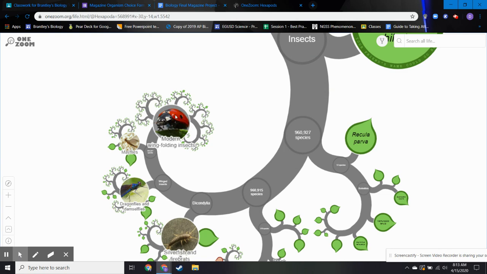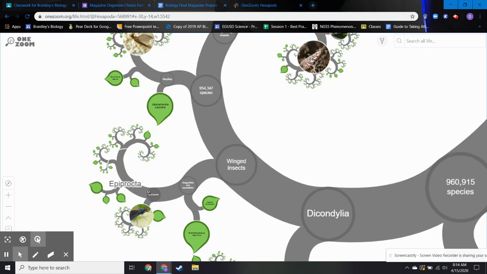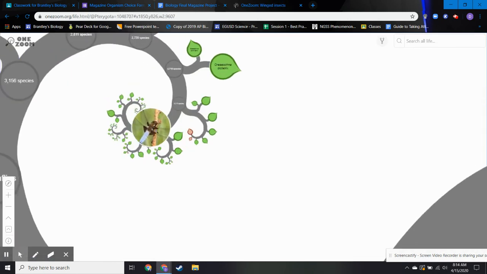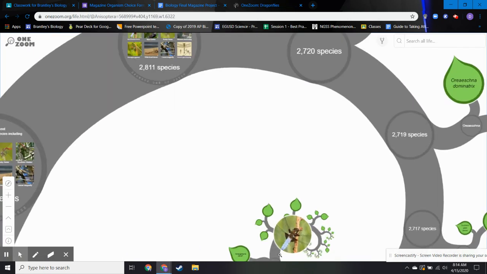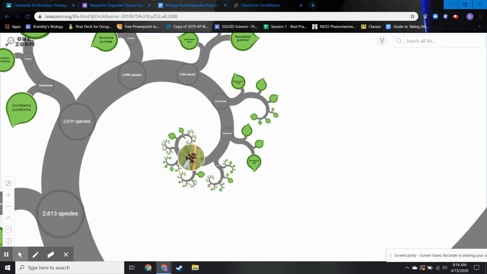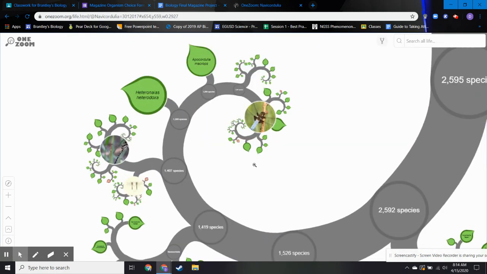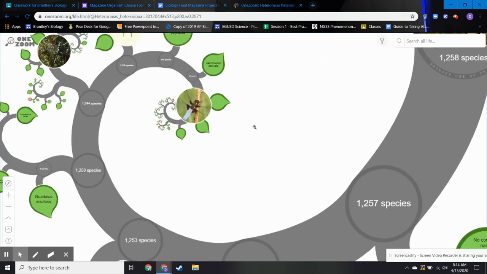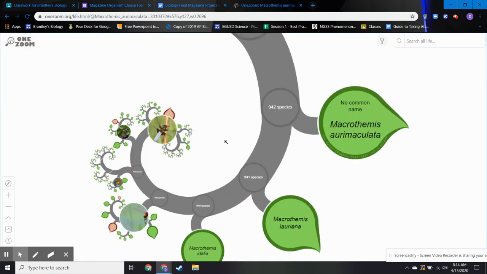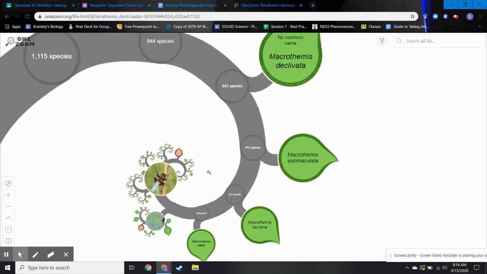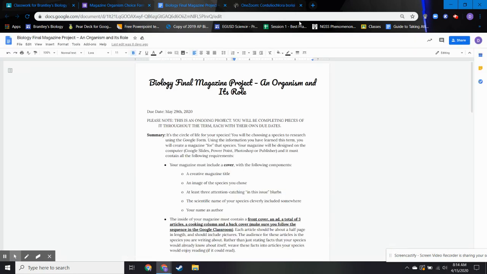Like, do I like wing folding insects, the insects that can fold their wings, or do I like something like dragonflies? So I could follow the dragonfly and then find a dragonfly species I think is cool, because there's lots of cool insects. People are always afraid to do insects for this project, but actually insects are some of the most interesting organisms there are. So I recommend it. This is just a resource that you don't have to use, but if you're having trouble, I highly recommend it.